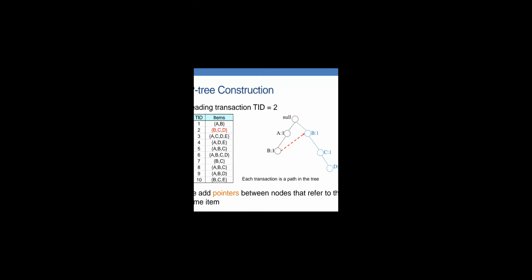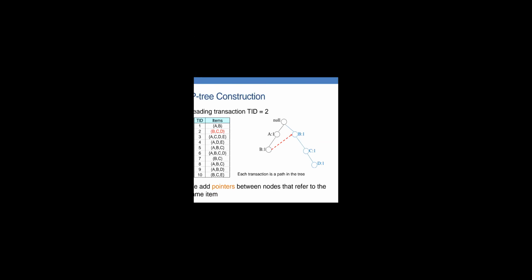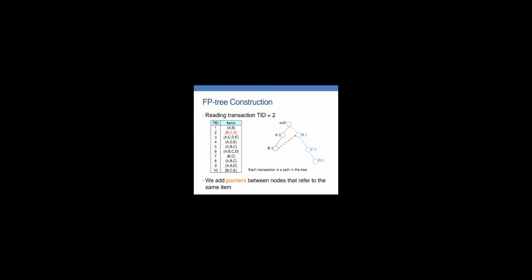Then C equal to 1. That is, C is also used once, and D is also 1. This is the second transaction we have to complete. So here we add the pointers between the nodes referring to the same item.